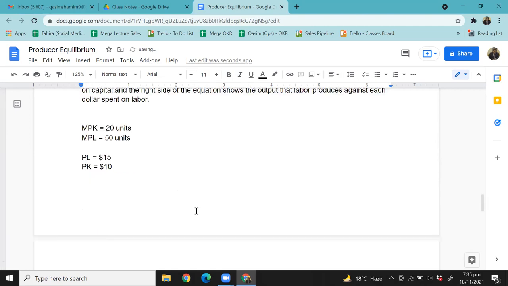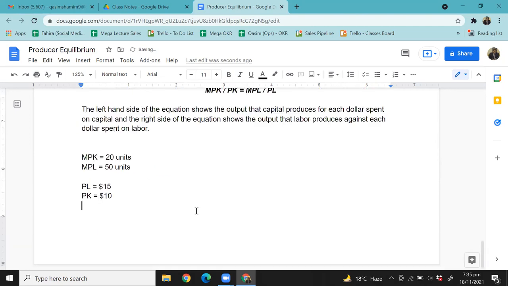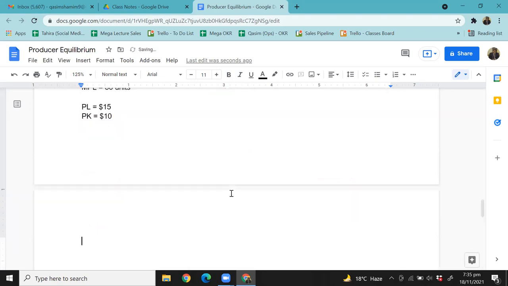Okay. Now think about this, Preet. All you have to do is plug in the values and see what the answer turns out to be. So when you divide 20 by 10, so marginal product of capital divided by price of capital, MPK divided by PK, right? So that gives you 20 divided by 10. So how much is that equal to? 2 units per dollar. Am I right with this?